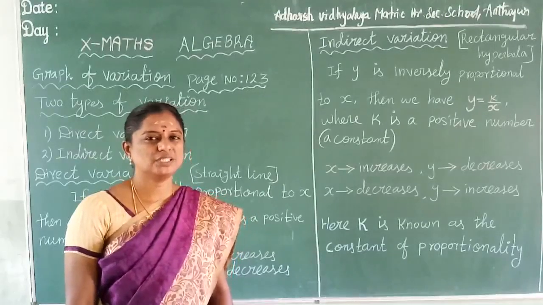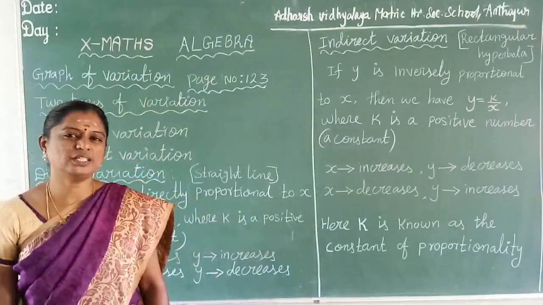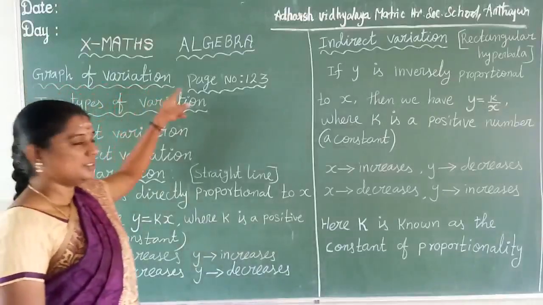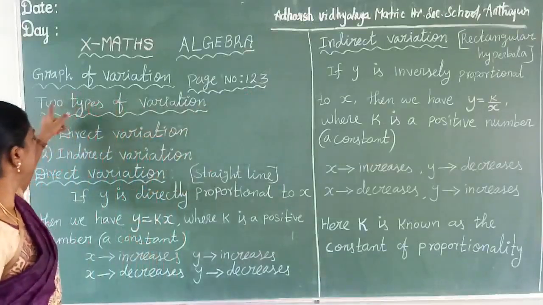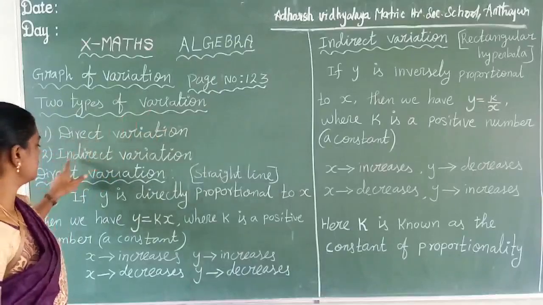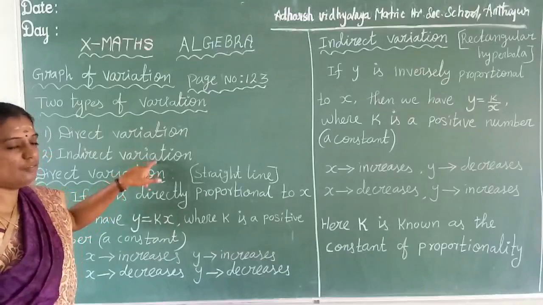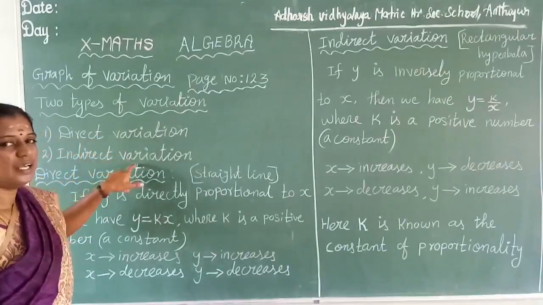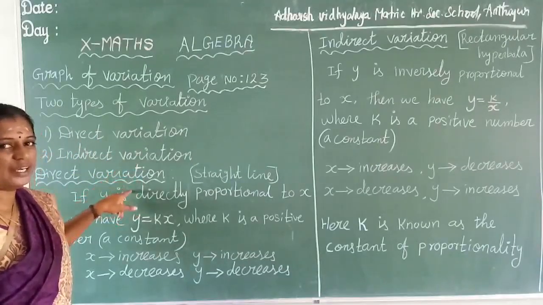Today we are going to discuss the third chapter, Algebra. In this chapter, one important topic is the graph of variation. This is on page number 123. In this topic, two types of variation are there: one is direct variation, another one is indirect variation. We already studied these two variations in lower classes, but here we study the graphical method, how to find the answer using a graph.